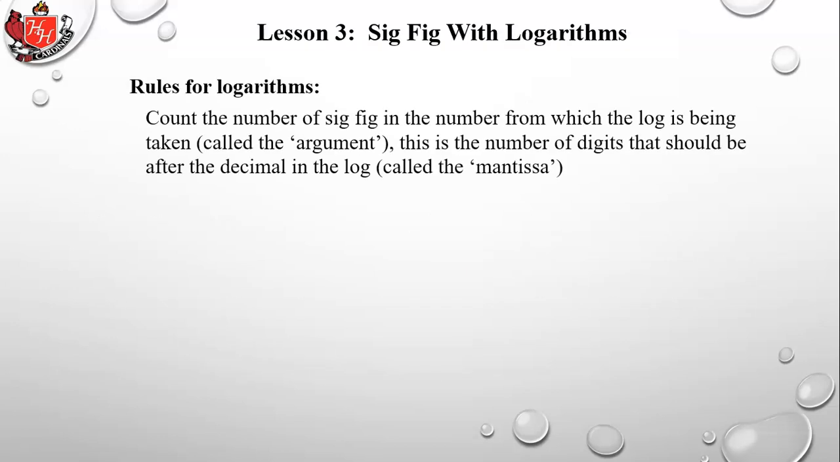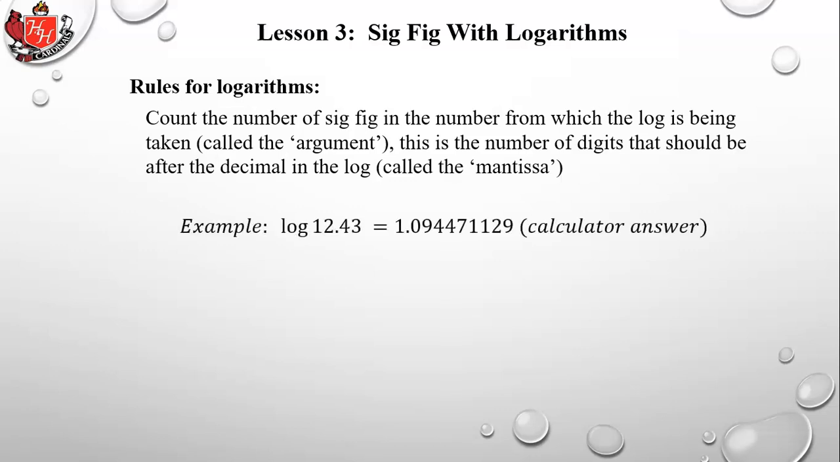Rules for logarithms: we will hardly ever apply significant figures to logarithms, and we'll hardly ever do it with addition and subtraction, what you just saw. It's mostly going to be multiplications and divisions. So count the number of sig figs in the number from which the log is being taken. That's called the argument. This is the number of digits that should be after the decimal in the log, called the mantissa. So that's all mumbo jumbo. So let's go ahead and see an example.